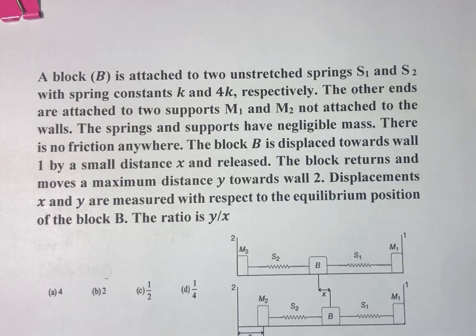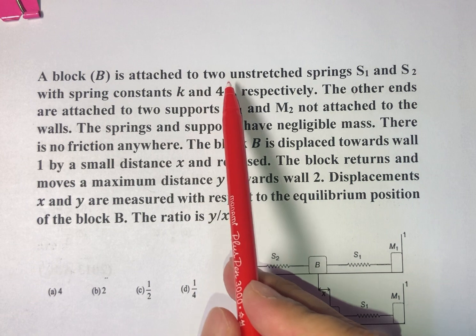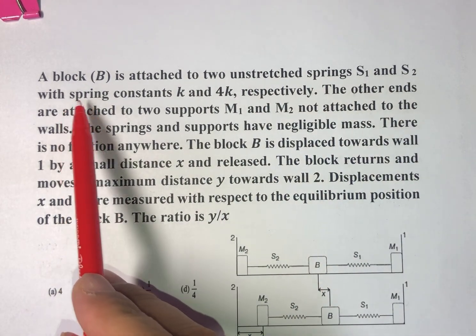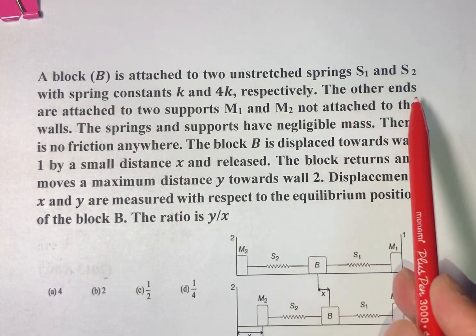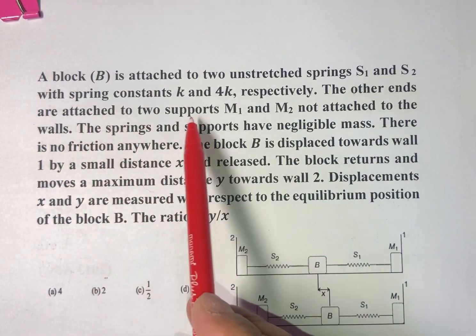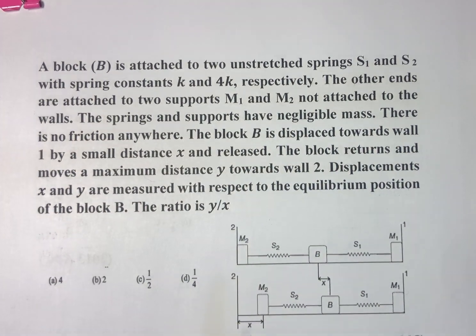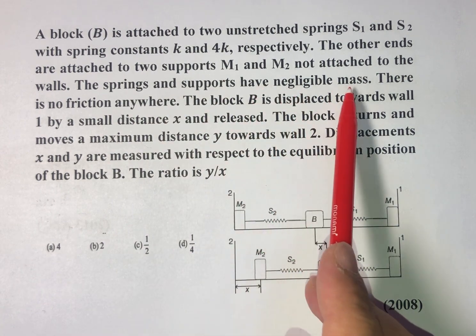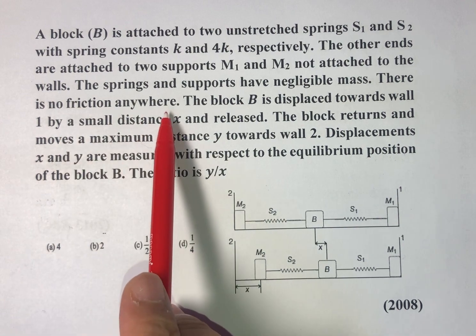Hello friends, today's question. A block B is attached to two unstretched springs S1 and S2 with spring constants K and 4K respectively. The other ends are attached to two supports M1 and M2 not attached to the walls. The springs and supports have negligible mass. There is no friction anywhere.